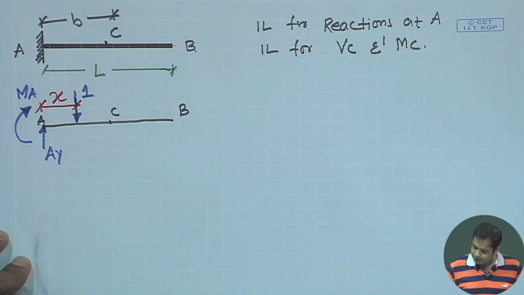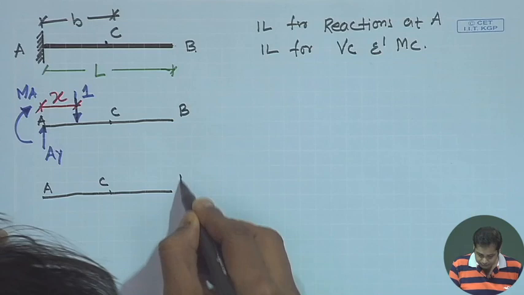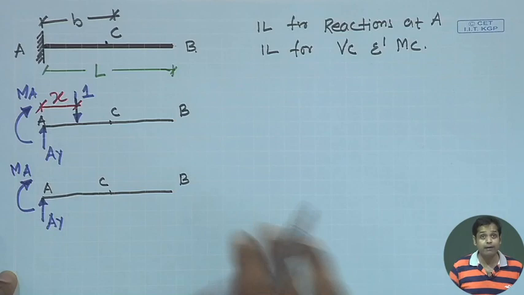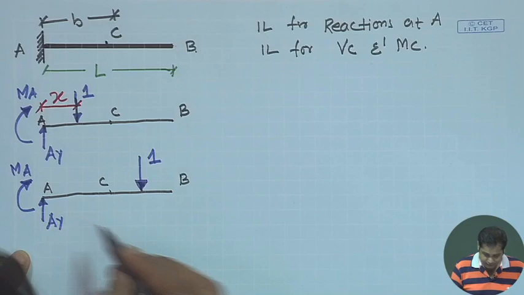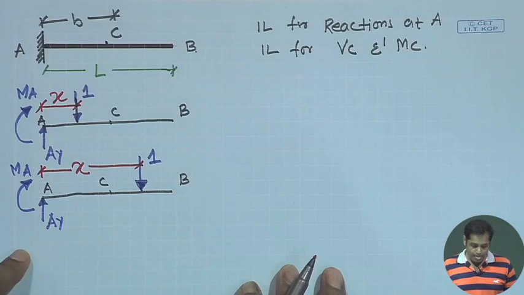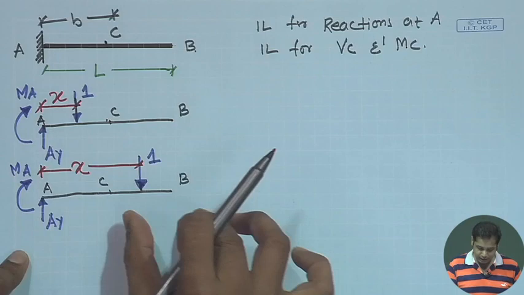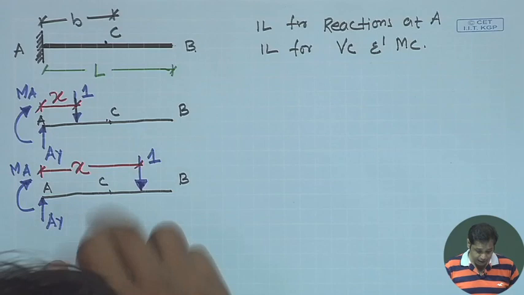Now the second case is when the unit load is between C and B. So take another free body diagram. This is A, then C, B. Support reactions are again the same, A y and the moment M A, and the unit load is acting at a distance x. In the first case x is between A and C, and in the second case x is between C and B. So, this is valid for this portion and this is valid for this portion. Now, let us find the expressions for bending moment and shear force at C and support reactions at A.